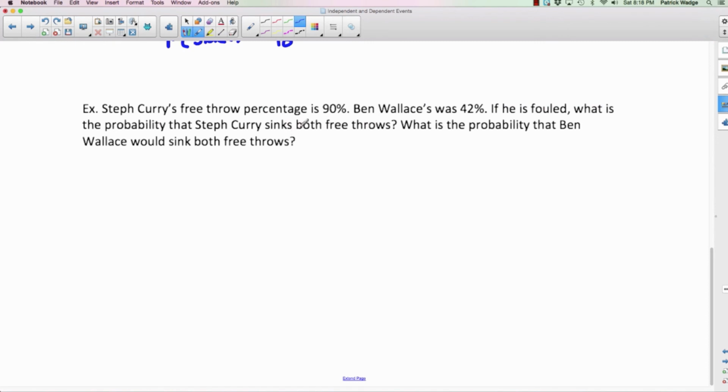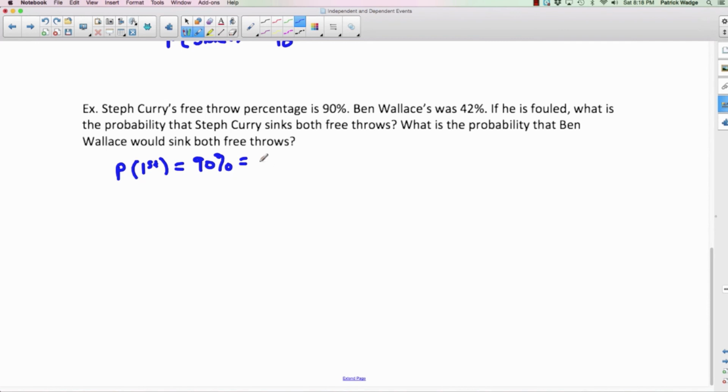If Steph Curry's fouled, what's the probability that he sinks both free throws? So it's a shooting foul, and Steph Curry steps up to try to sink both free throws, 2 free throws. So what's the probability that he makes the first free throw? Probability of the first is 90%. I'm going to write it as a decimal. It's going to make it a little bit easier.